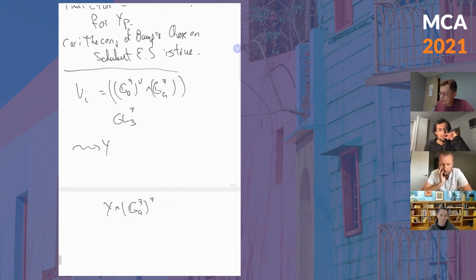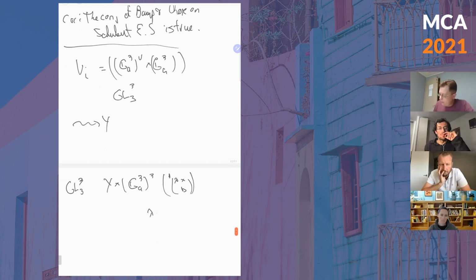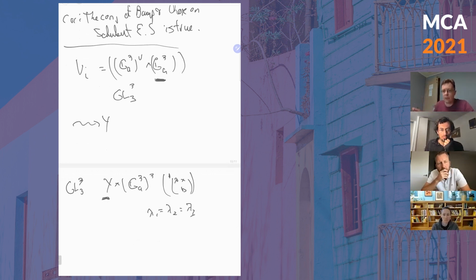And so this thing has, on the left, an action of my GL3 cubed. And on the right, it has an action of, let's write it as 1, A, X, or lambda, where I want lambda 1 to be equal to lambda 2 equal to lambda 3, because these quadratic forms all have to be the same. So I need this lambda to act on this factor of the V_i's, and it needs to act by the same scalar in each one in order to preserve the space Y.